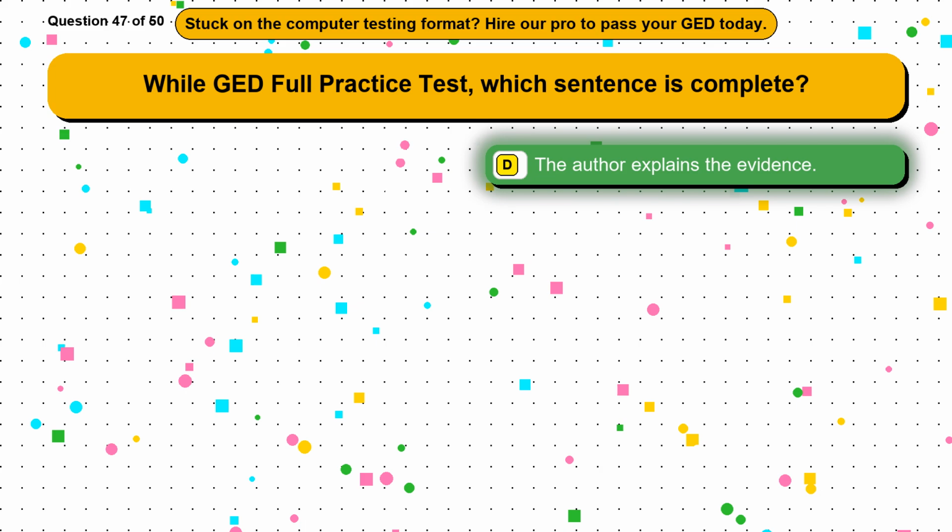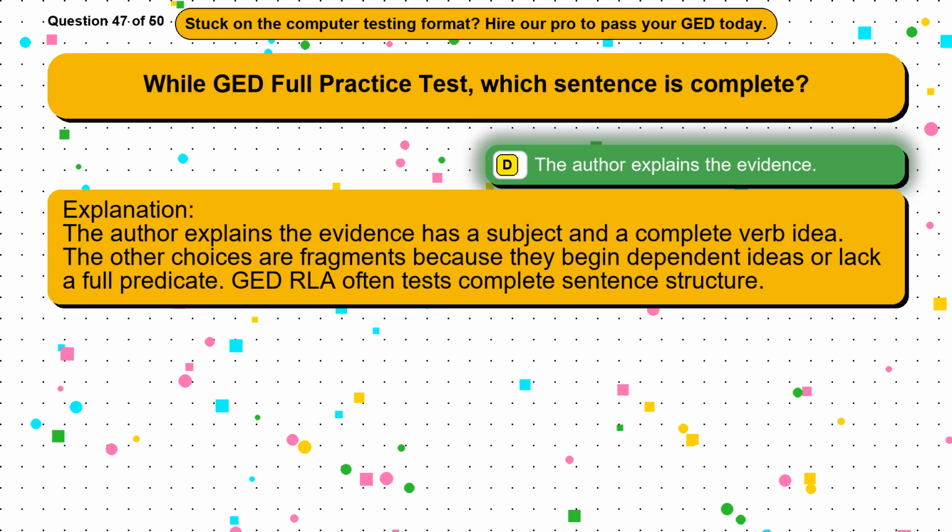The author explains the evidence. This has a subject and a complete verb idea. The other choices are fragments because they begin dependent ideas or lack a full predicate. GED RLA often tests complete sentence structure.